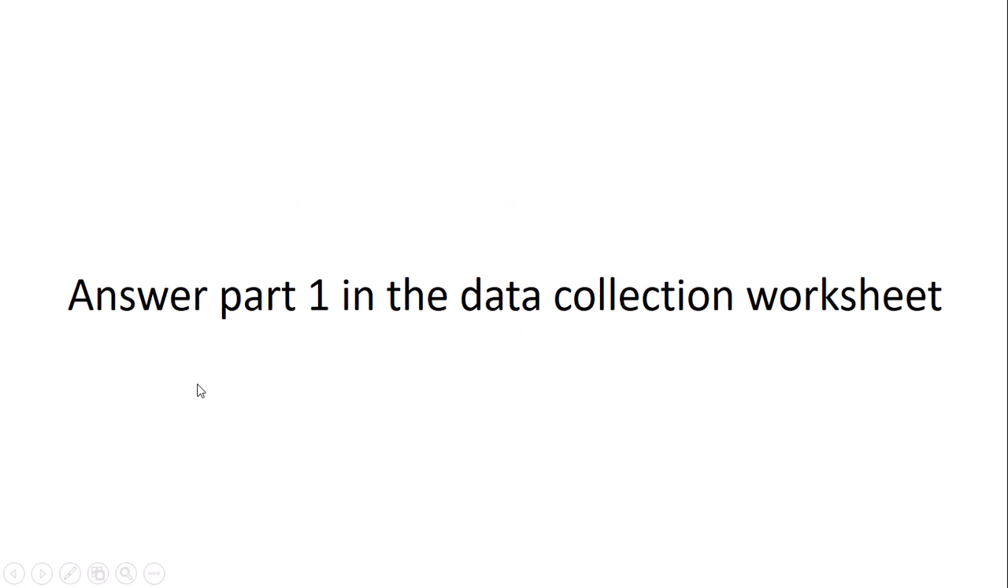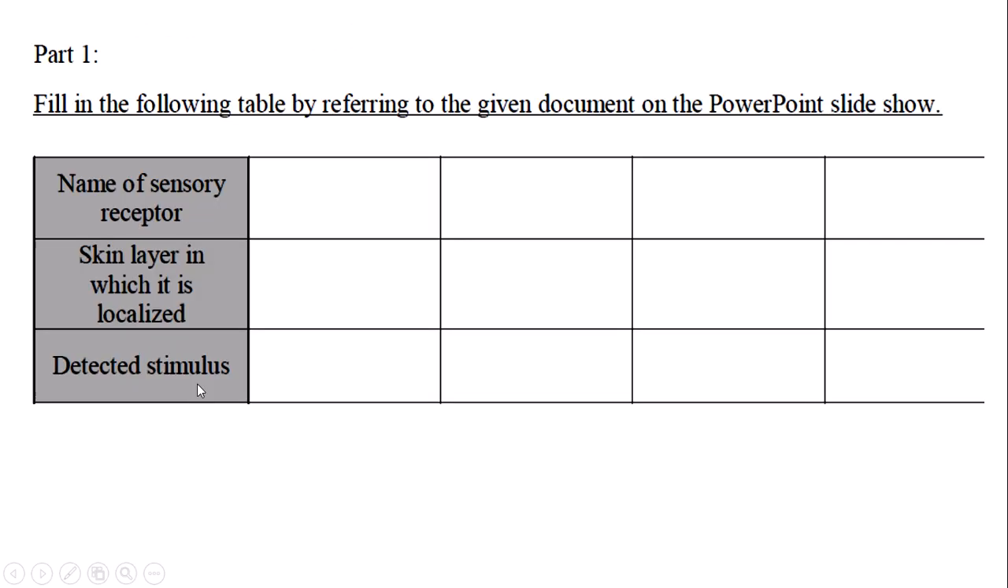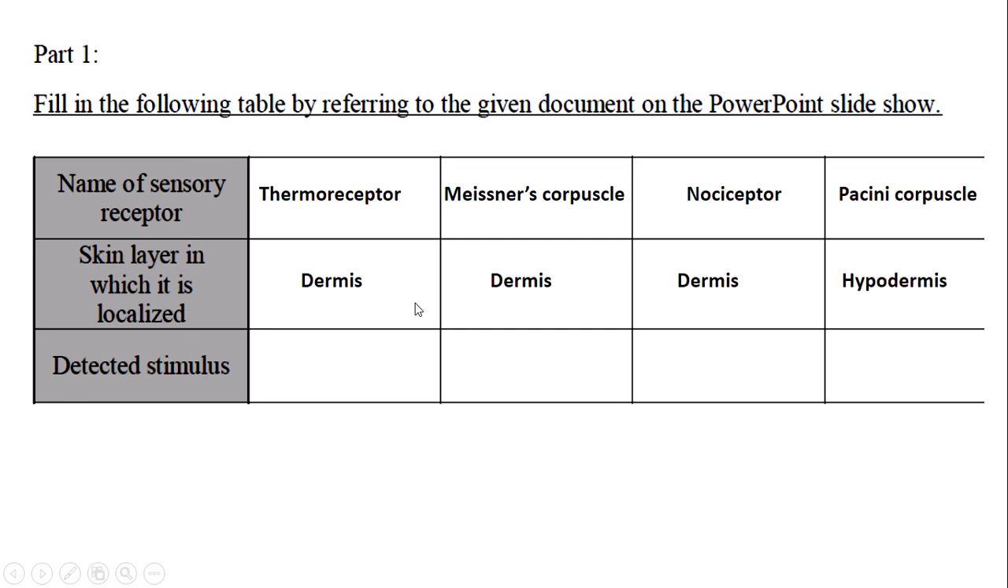So this is what I usually ask my students to do, and this is the table that they're supposed to fill. Name of the sensory receptor, we have the thermoreceptor, the Meissner corpuscle, the nociceptor, and the Pacinian corpuscle, just examples. Of course, we have other receptors in the body. The skin layer in which it is localized, in the dermis, most of them, and the Pacinian corpuscle in the hypodermis. The detected stimulus, heat or cold for the thermoreceptors, touch for the Meissner corpuscle, pain for nociceptors, and pressure for the Pacinian corpuscle. Part 2.